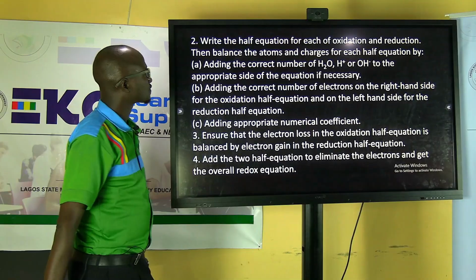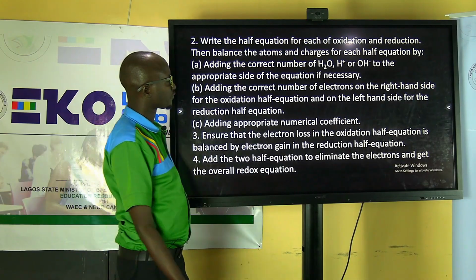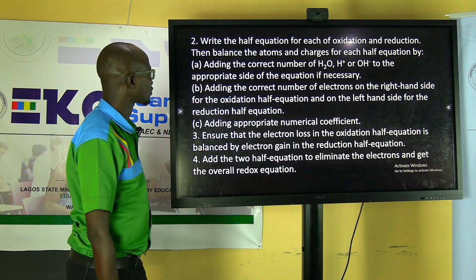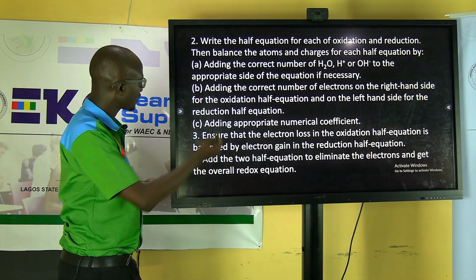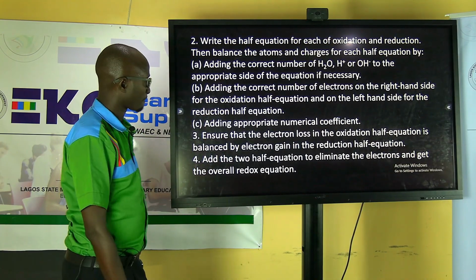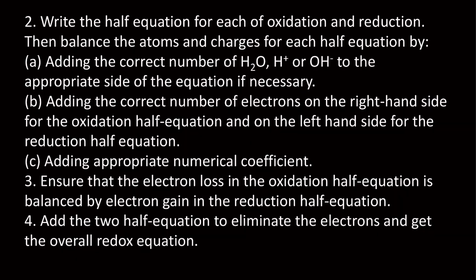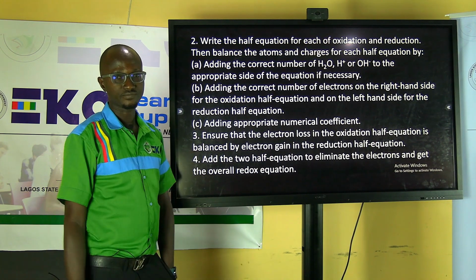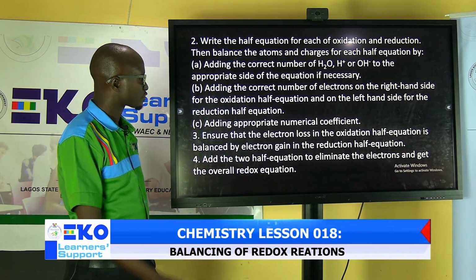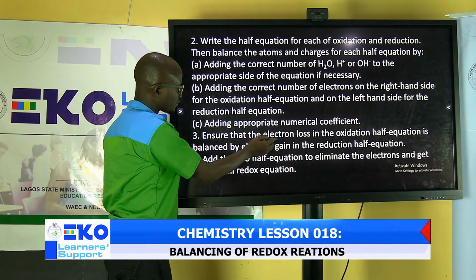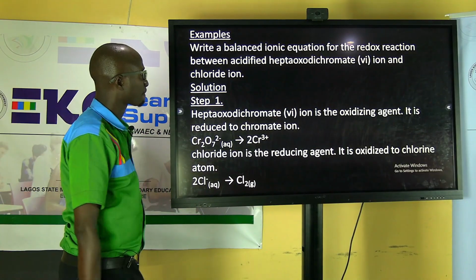The second step says, write the half equation for each of the oxidation and reduction, and balance the atoms and charges by doing the following. The third step says, ensure that the electron loss in the oxidation half equation is balanced by the electron gain in the reduction half equation. What does that mean? The fourth step says, add the two half equations to eliminate the electrons and get the overall redox reaction.